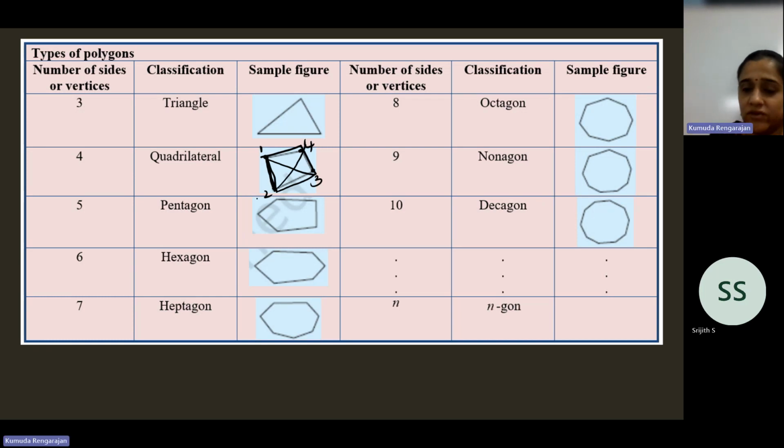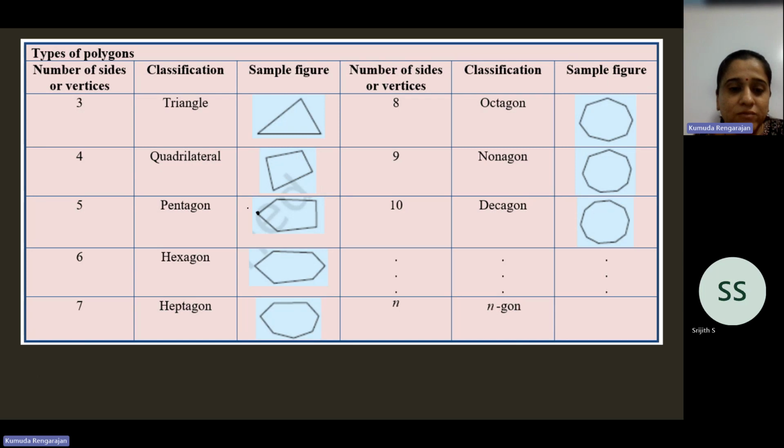Because which are consecutive? 2 and 1 are consecutive, or 2 and 3 are consecutive. 2 and 4, they are not consecutive. After 2 is not 4. After 2, we have 3 and then 4. Or after 2, we have 1 and then 4. So if you join 2 and 4, they are non-consecutive vertices. So if you join, you get the diagonal. All right.